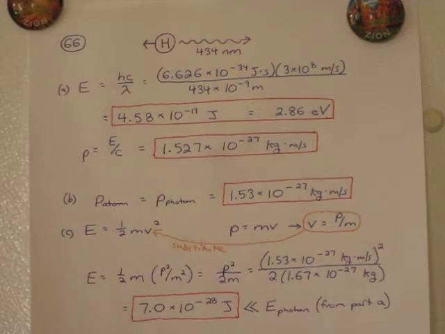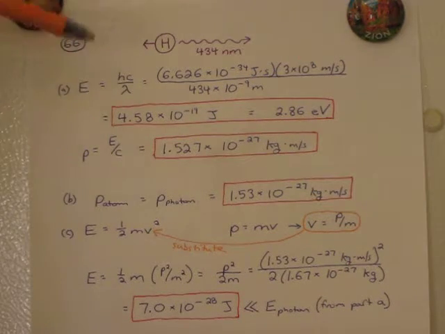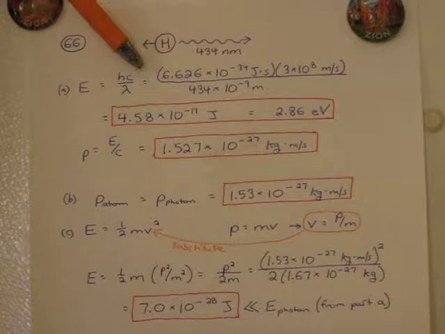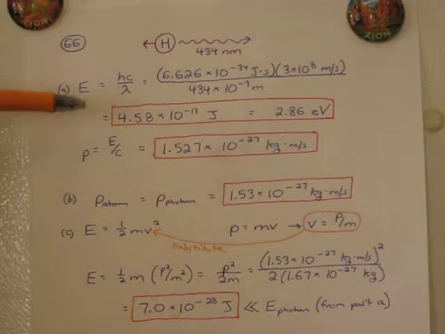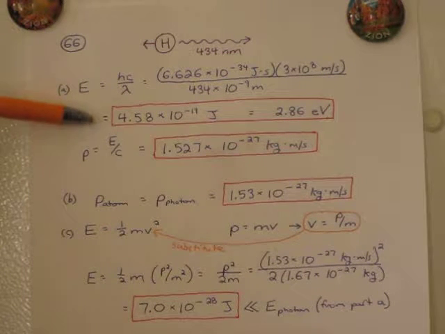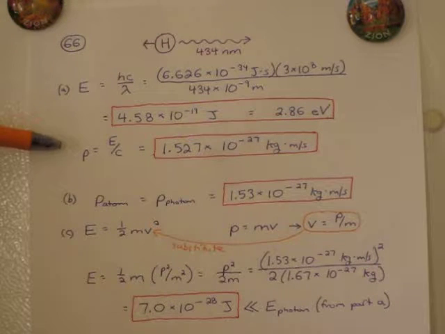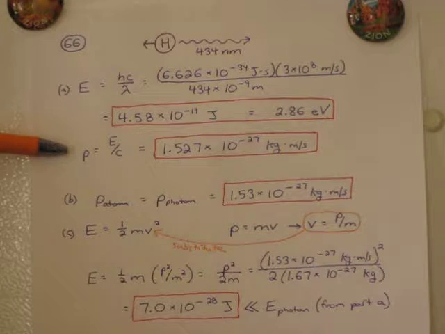Energy is Planck's constant times c over lambda. We plug in those values. Lambda is 434 times 10 to the negative 9 meters, and you should get 4.58 times 10 to the negative 19 joules, or 2.86 electron volts. Momentum, quickest way to do that is to recognize momentum is energy over the speed of light. So 1.527 times 10 to the negative 27 kilograms meters per second.